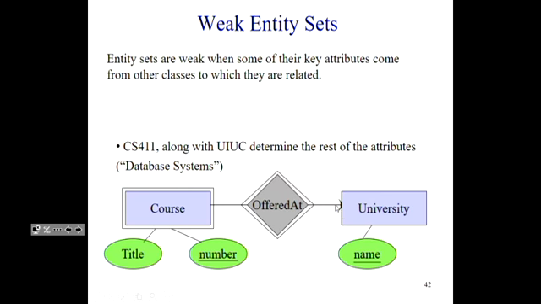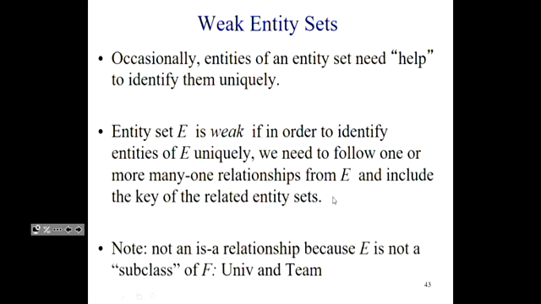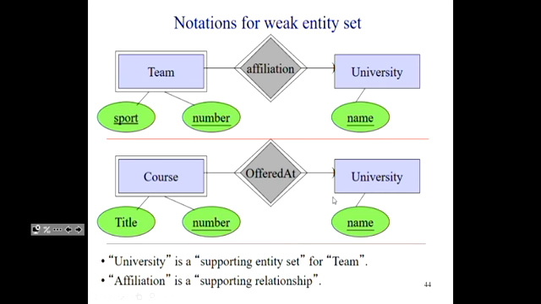This is an exactly one relationship, so it's not an at most one because it's a semicircle. So that's a necessity for a weak entity set, that there are no dangling pointers, that it's a semicircle. So we saw these two examples. University is a supporting entity set for team. Affiliation is a supporting relationship. So the supporting entity set, and the supporting relationship. Similarly, this is a supporting entity set, this is a supporting relationship.